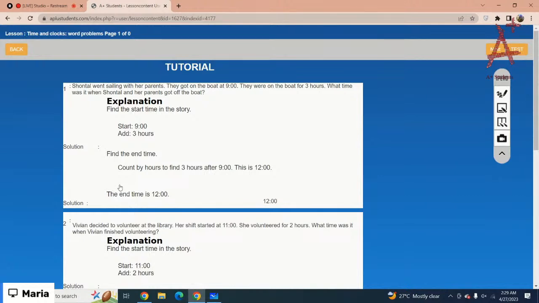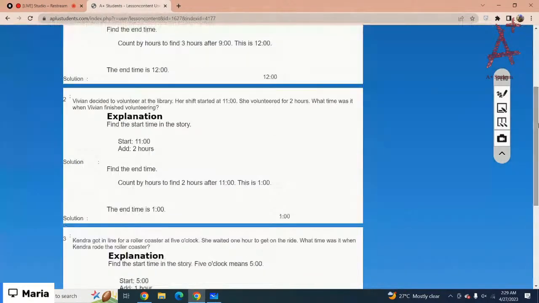Okay, the next one is: Vivian decided to volunteer at a library. Her shift started at 11. She volunteered for 2 hours. What time was it when Vivian finished volunteering?